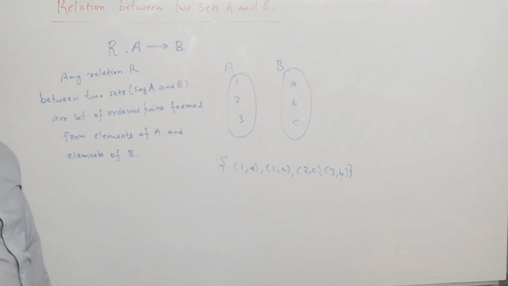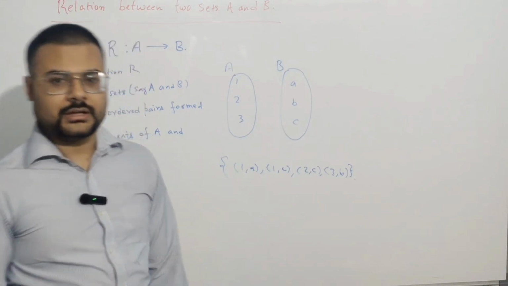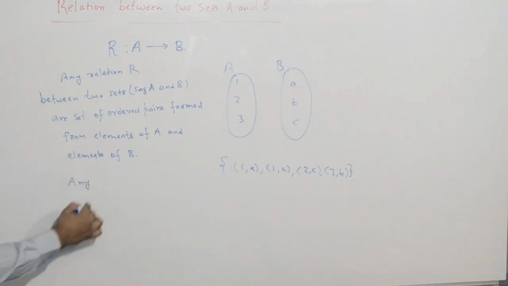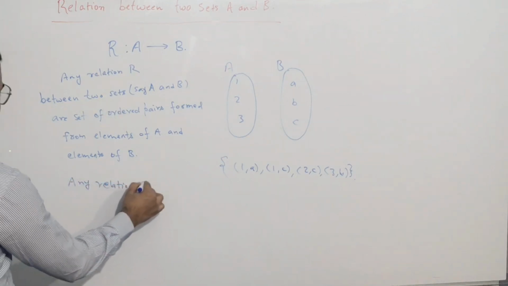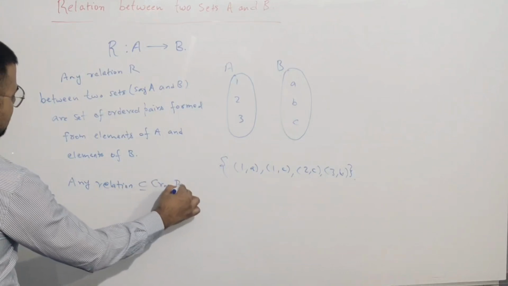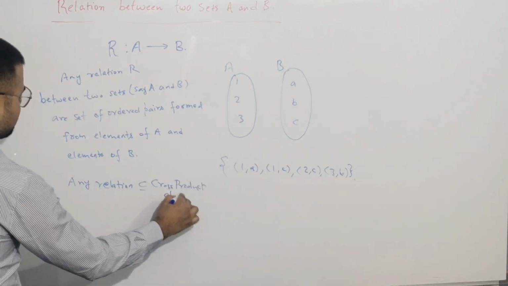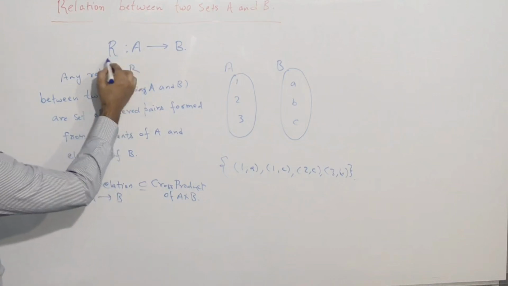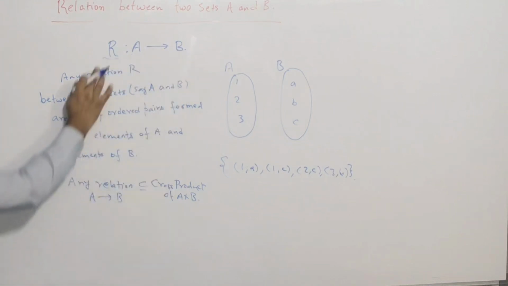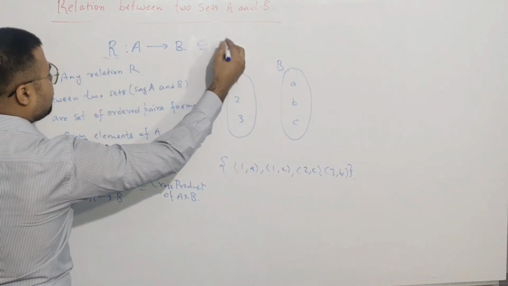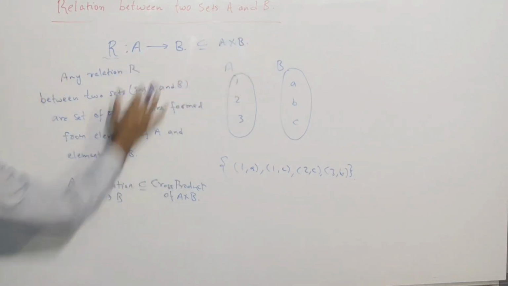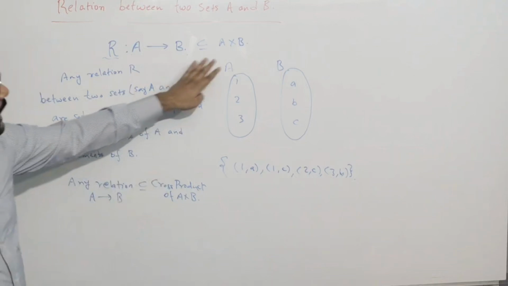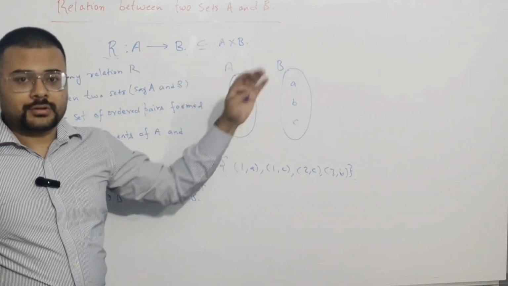We know that A cross B is the set of all possible ordered pairs between A and B. So any relation is a subset of the cross product A cross B. This is how we represent a relation: R is a relation from A to B. If R is a relation from A to B, then it is a subset of A cross B. Because if it's a relation, the elements in the relation are going to be ordered pairs, and in A cross B the elements are all possible ordered pairs.